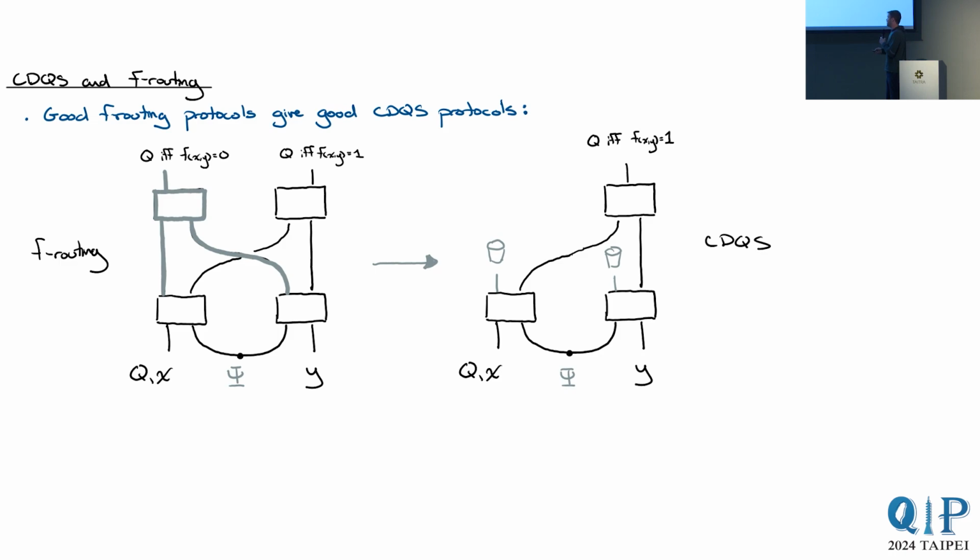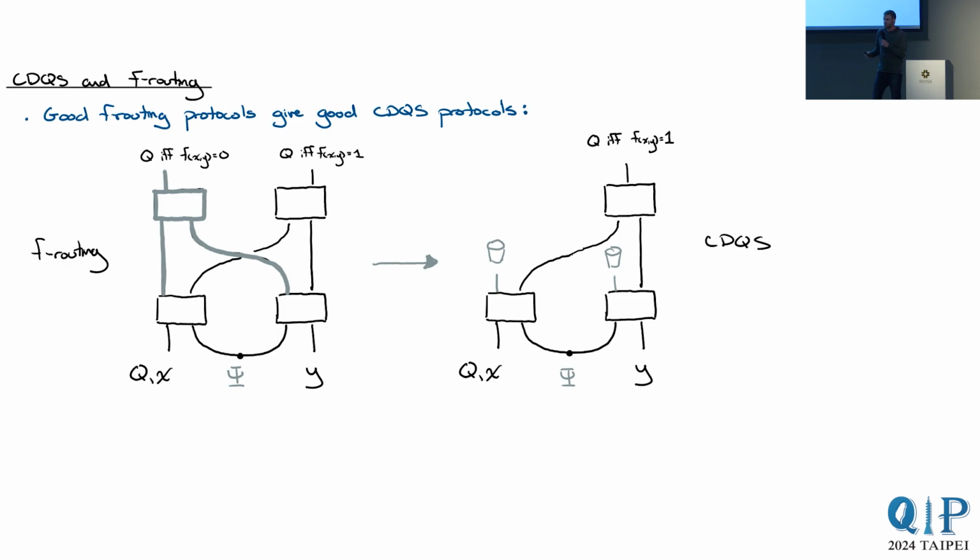The way that I'm going to do that is I'm just going to take the systems that would have been sent to Alice in the second round, and I'm going to trace them out. I'll just throw them in the trash. And then the systems that would have gone to Bob in the second round, I'm now going to send to the referee. So it's a very simple transformation. I just erase this basically. So that defines my CDQS.